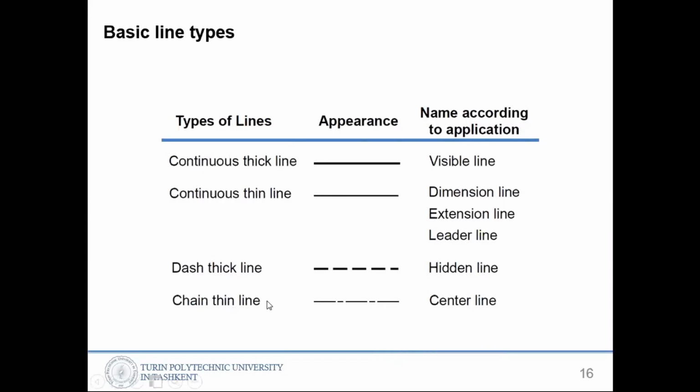And the chain thin line, that is always a very thin line, a chain line like a dash-dot line. We use that to show the center of a figure or shape. When we have a cylinder, a circle, or some kind of hole, we use this kind of thing. Or when we have a symmetric shape, you can have this kind of chain thin line in the middle.